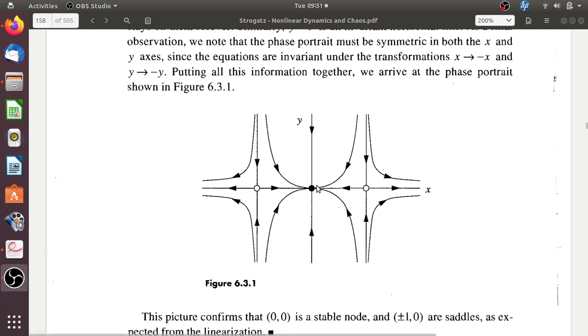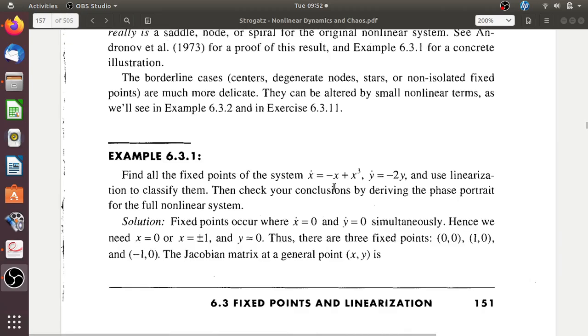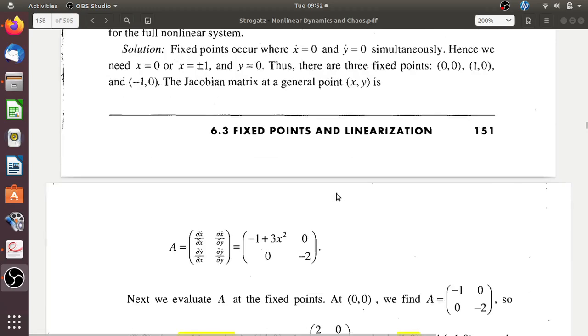Now, this is a stable one, and these two are saddle nodes. One lucky thing about this system is that it's an uncoupled system, so I can treat it separately. Let's say first I just look at this equation, where y is equal to 0. At that time, how is the system going to look?